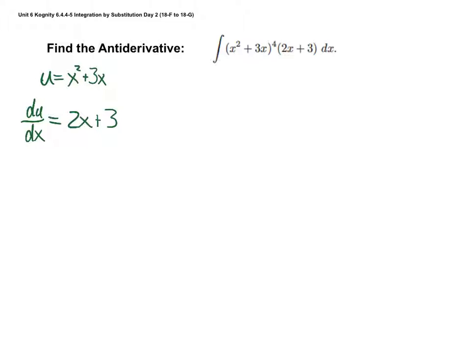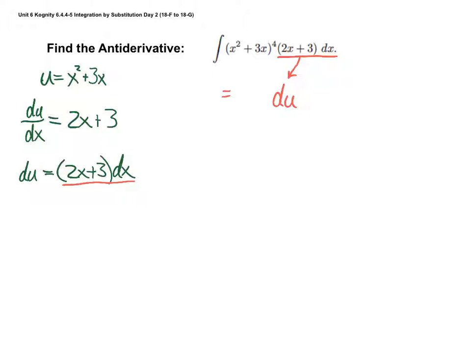But watch what happens here. If I solve for du, I have 2x plus 3 times dx. Oh, and look at this. That matches that. So this whole thing, the 2x plus 3 dx, I'm going to substitute out and substitute in du. That's crazy.